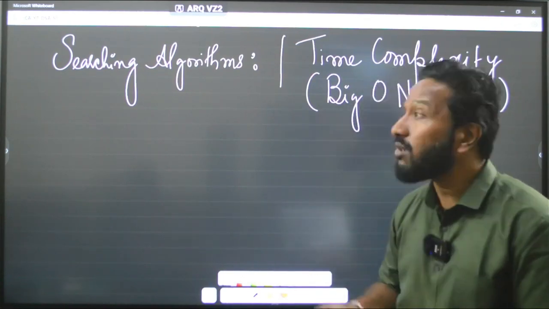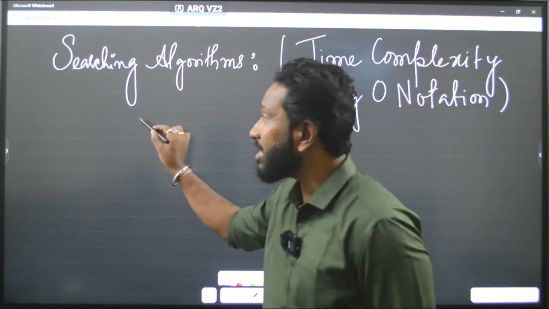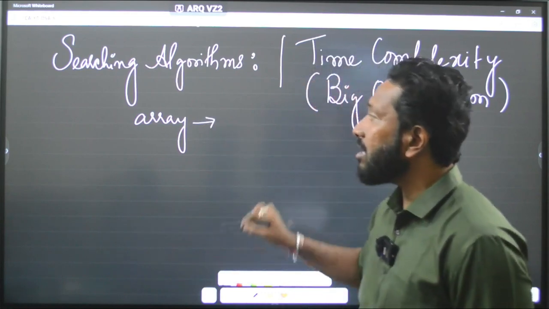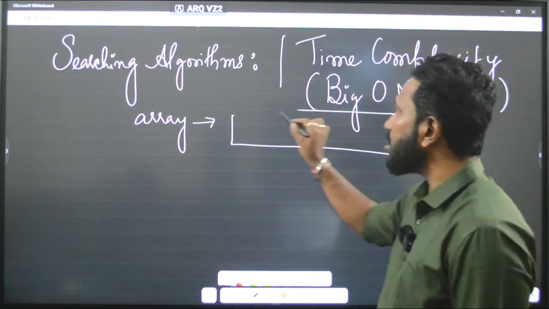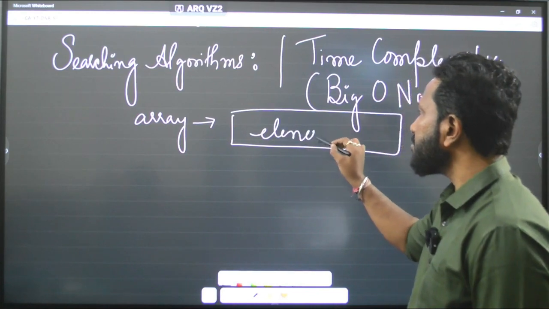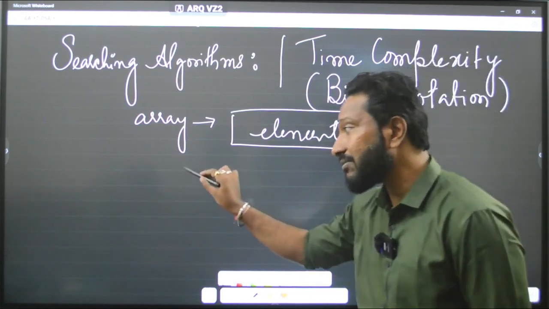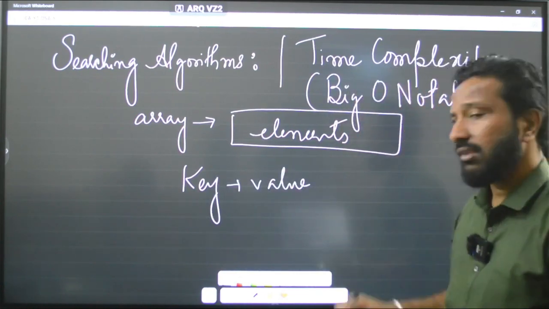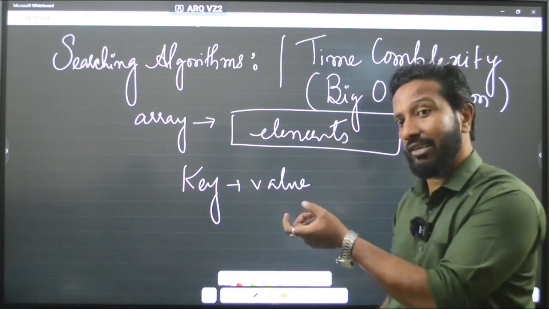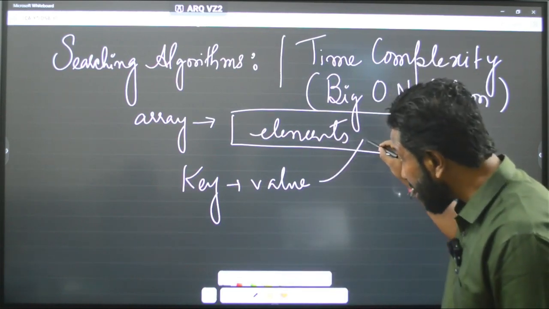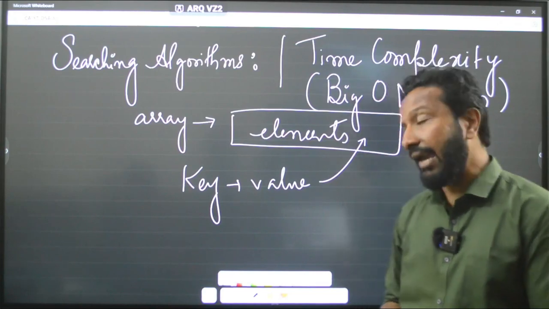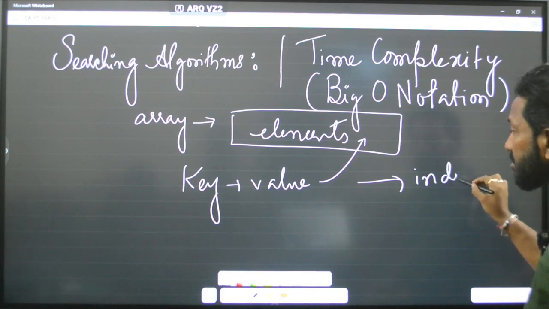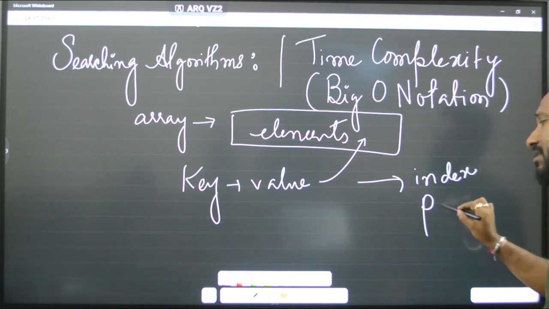Actually, what are searching algorithms? The criteria is, you will be given an array. In the array there will be lots of elements, and you will be given a particular key, that means a particular value, and you will have to search for that value in that particular array. And if you find it, you have to return what? The index, or sometimes the position.